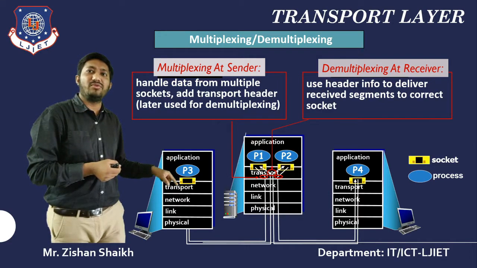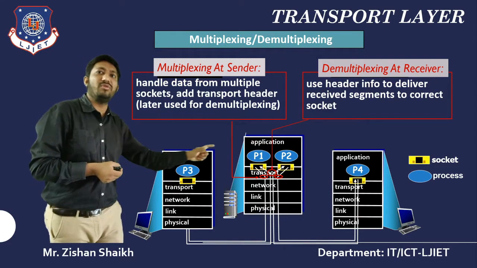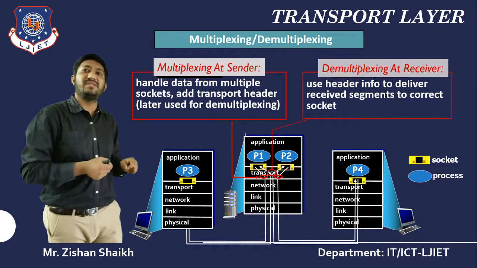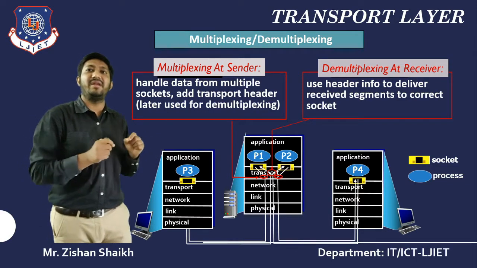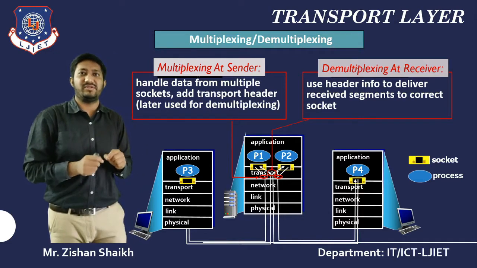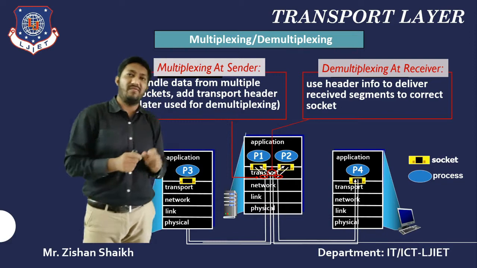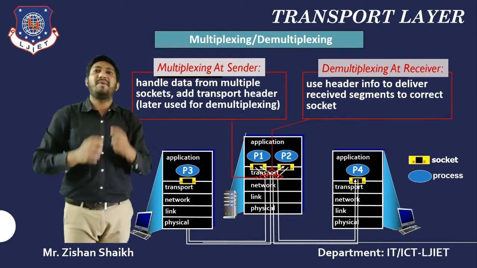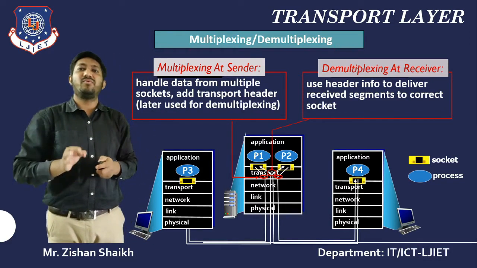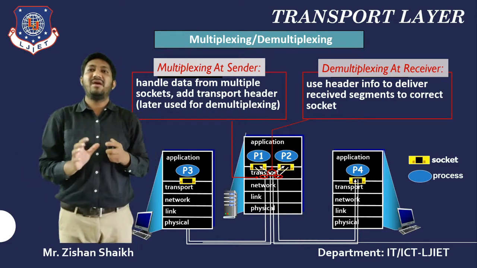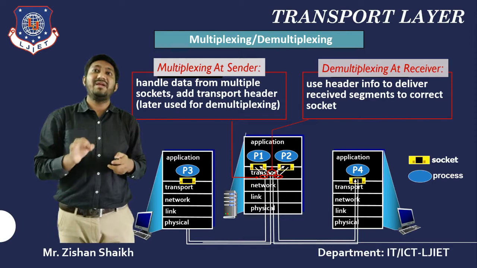At P3 it also creates one socket. Both the sockets are uniquely identified because each machine can work on a number of processes simultaneously. In the same way, P2 can communicate with P4. So for multiplexing and demultiplexing we have to understand both these terms. Now understand how multiplexing and demultiplexing work in TCP and UDP.